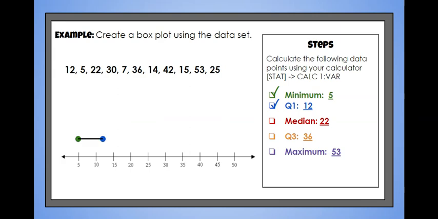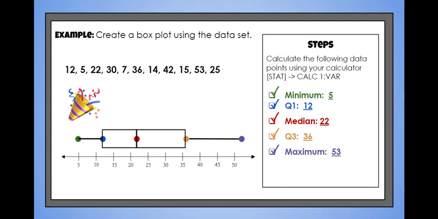Next, we need to create our box. We need to find where the median is, which is 22. Put another dot there. Create our first out of 2 boxes. Then we'll go to Q3, where it's 36. Create our second box. And last but not least, we are missing our whisker on the right. So we will have one more line to draw on the right. We will draw that to the 53. And that is how you create a box plot.